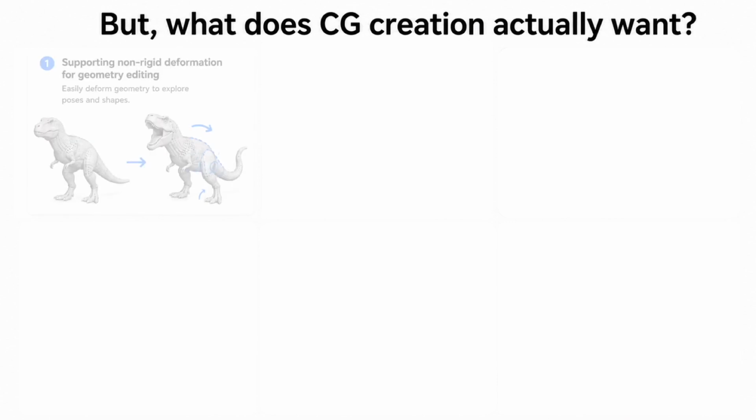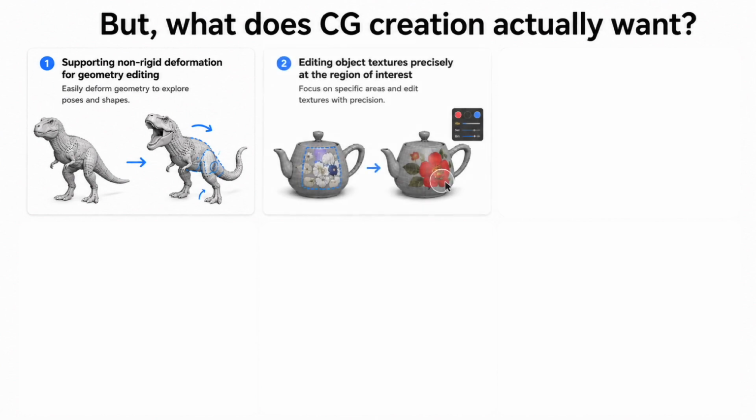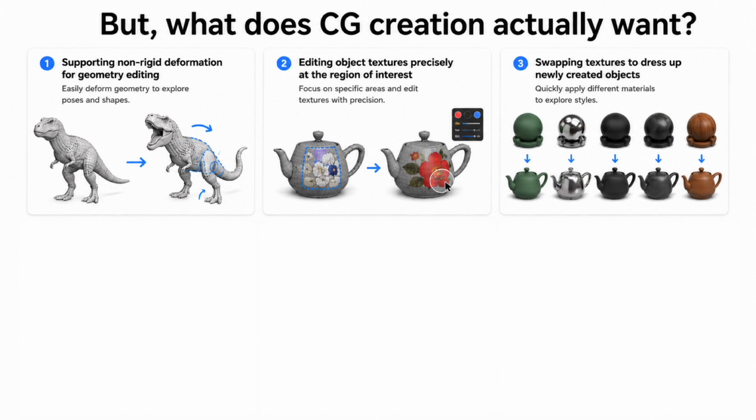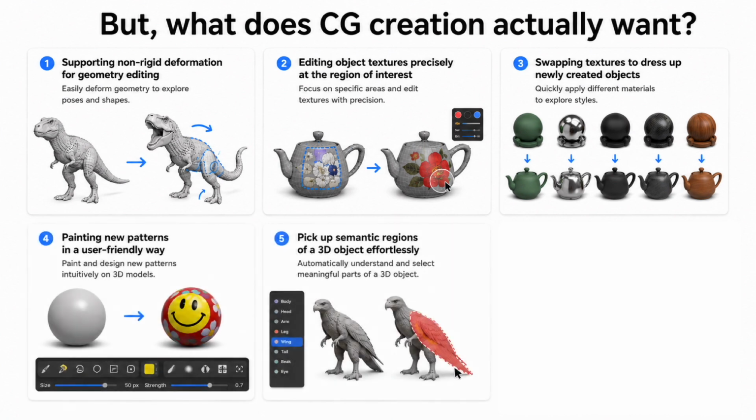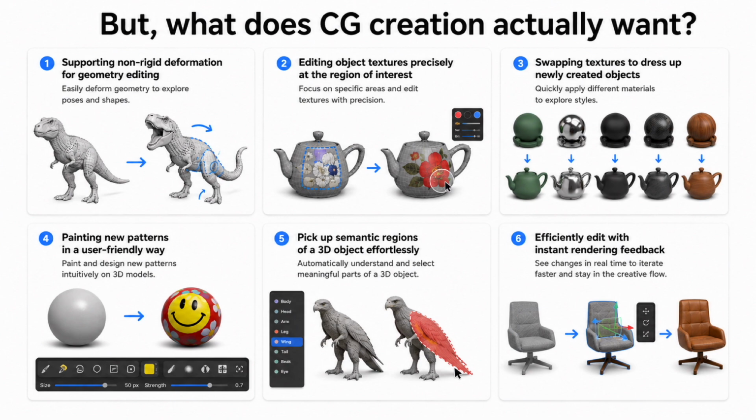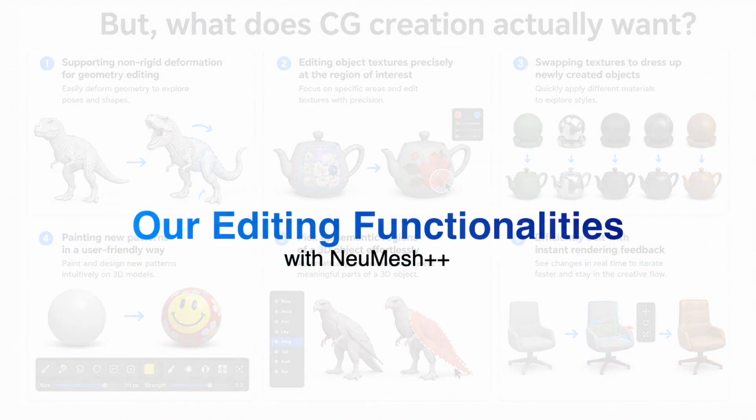But, what does CG creation actually want? Supporting non-rigid deformation for geometry editing? Editing object textures precisely at the region of interest? Swapping textures to dress up newly created objects? Painting new patterns in a user-friendly way? Or even picking up a semantic region of a 3D object in an effortless manner? Efficiently editing an object with instant rendering feedback? Now, we propose a novel representation, called NeuMesh++, to fulfill these demands.